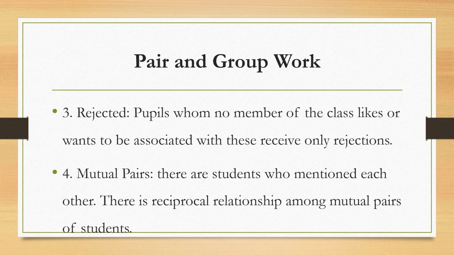Next is mutual pairs. There are students who mention each other. There is a reciprocal relationship among mutual pairs of students. Now, mutual pair means one to one. They don't want to adjust with other pupils in the class, they don't want other friends. They are very happy within that pair. Everything they are sharing among themselves, and every activity they want to do with each other. They are coming to school together, they are going from school together. Every activity they are doing together, and that is what is called mutual cares.